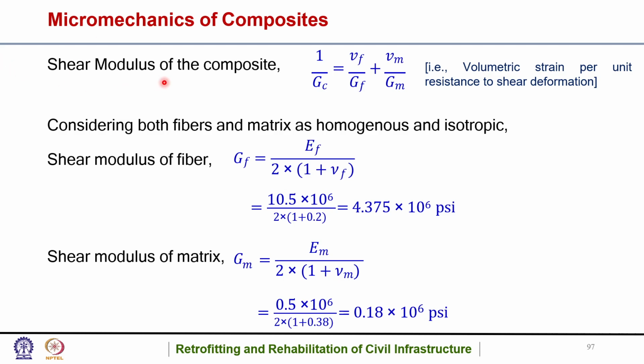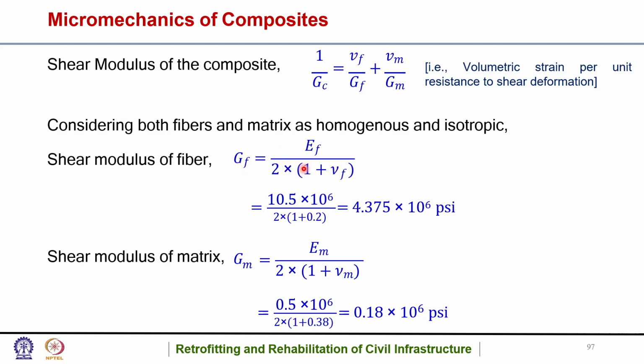Now let us see the shear modulus of the composite. That is again calculated using the equation 1 by GC equal to VF by GF plus VM by GM. That is, we are calculating the volumetric strain per unit resistance to shear deformation. If we remember, the consideration was that both fibers and matrix are homogeneous and isotropic. Considering that, we can calculate the shear modulus of fiber and matrix using these relations.